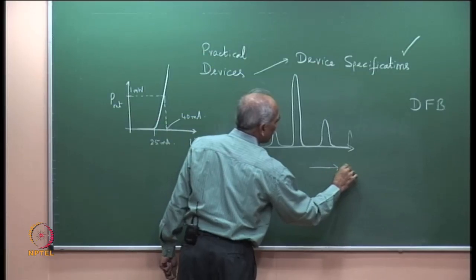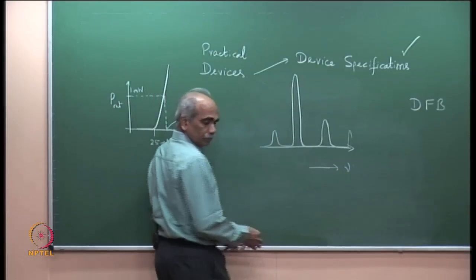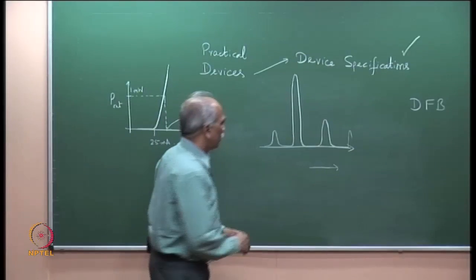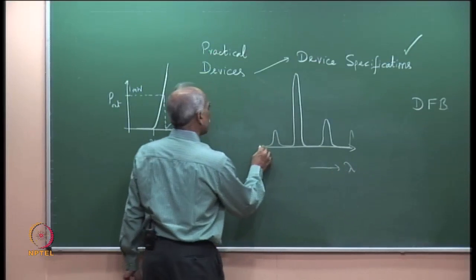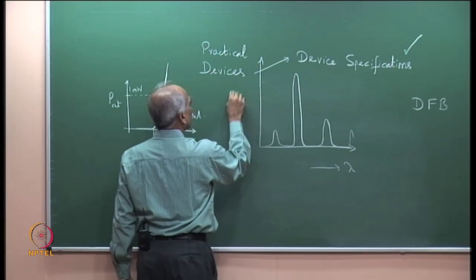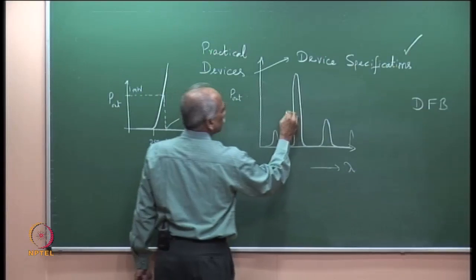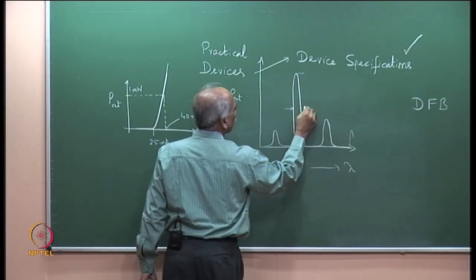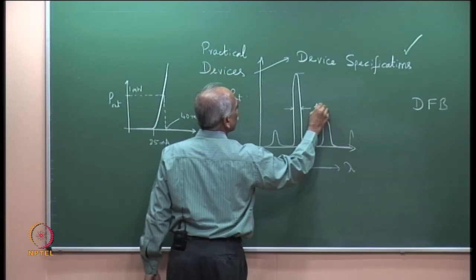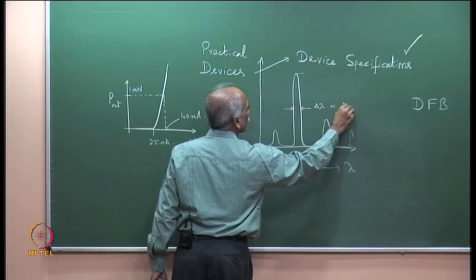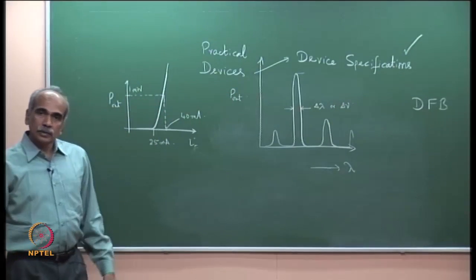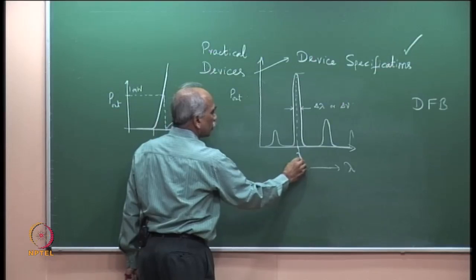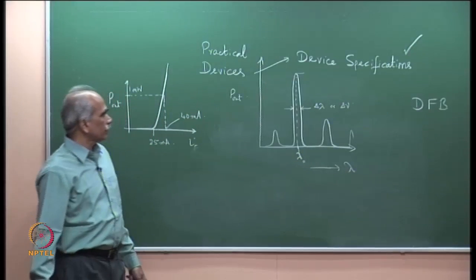So, what I have plotted is frequency nu or wavelength lambda. Normally in light we discuss in terms of wavelength. So, wavelength lambda here versus the power output, P out. This is the full width at half maximum. The width at half maximum is delta lambda here, or delta nu. And this is the center wavelength, lambda c or lambda 0, the center wavelength of the DFB.